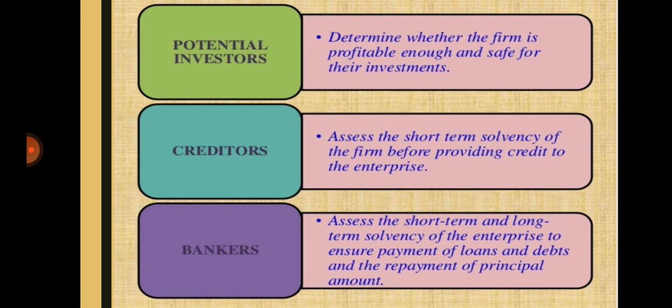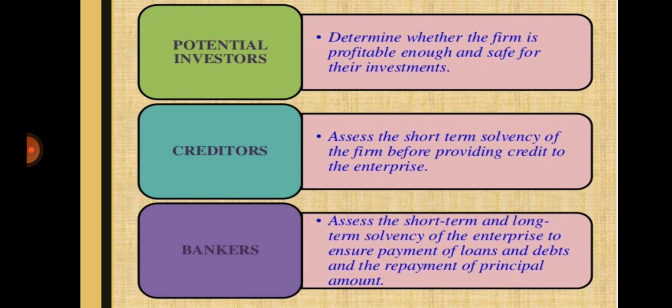If the firm is sound enough to repay the short-term liabilities out of their short-term assets, in such case, creditors take the decision to provide credit facilities to the company. And if the firm is not sound enough to repay the short-term obligations, then they cancel providing the credit facilities to that firm. The next one is bankers or the financial institutions.